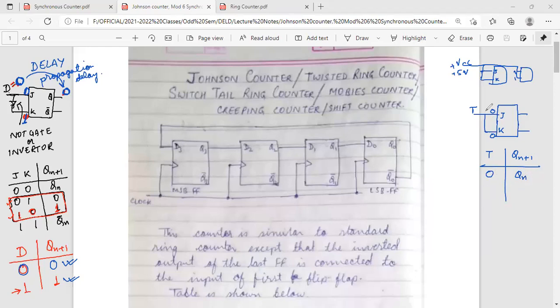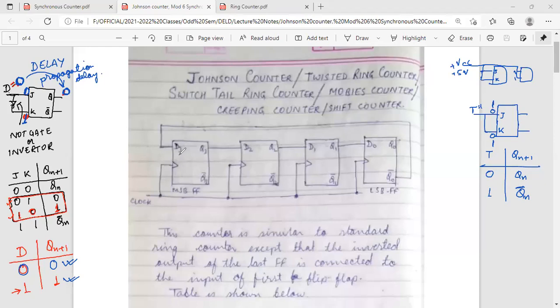Okay, and when T is equal to 1, then what will happen? Then J is equal to 1 and K is equal to 1. So in that case, what should be the output? It is the complement of the present state. We cannot say it is 0; we could say 0 only when we know what the present state is. So we are just denoting the present state with Qn. This present state may be 0 or 1. So the complement of Qn means the complement of the present state.